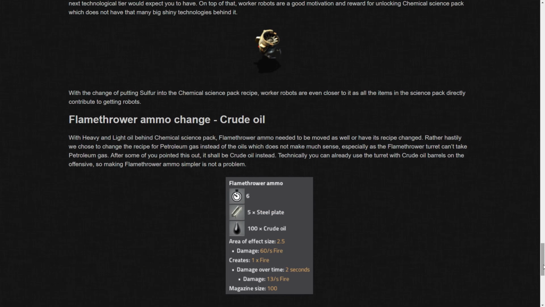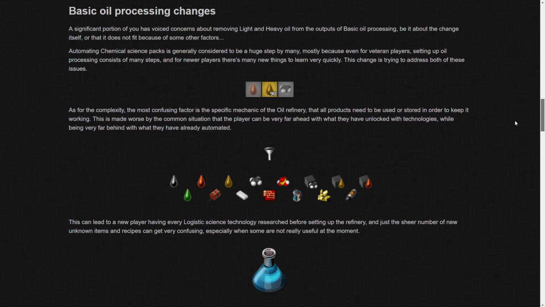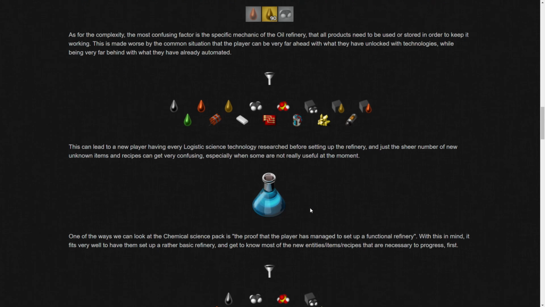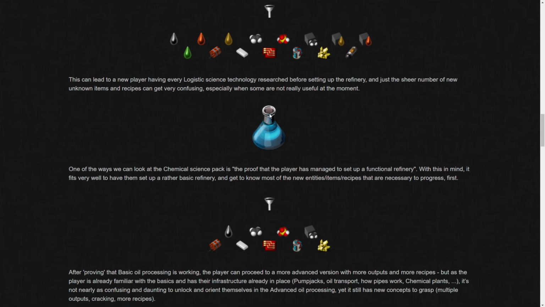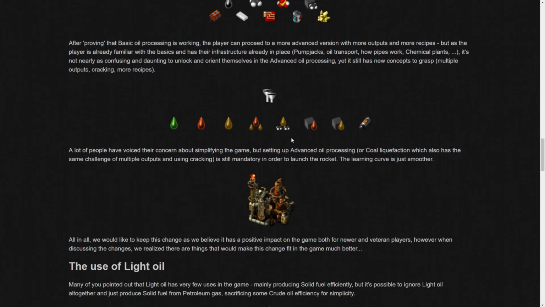Just very quickly, because it was a lot to summarize. Basically, basic oil processing now is only going to give you petroleum, and it's going to give you a little more than it used to, which is going to make it simpler in and of itself. And then you're not going to get as many things unlocked with it, which will be less confusing. And then rocket fuel is now going to be locked behind blue science and also require light oil to make in addition to solid fuel. And then the blue science pack is going to now require sulfur instead of solid fuel.